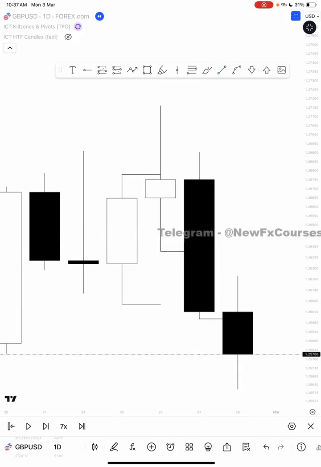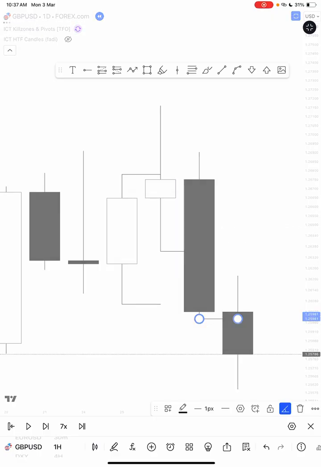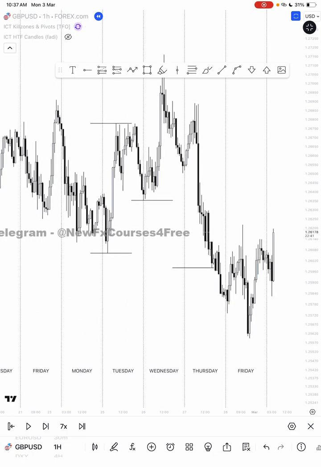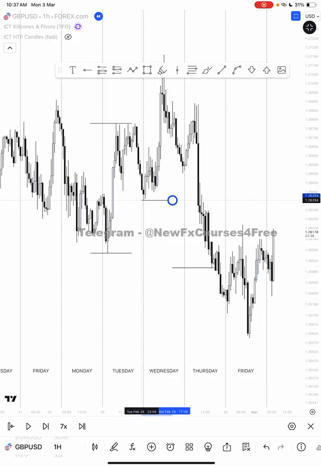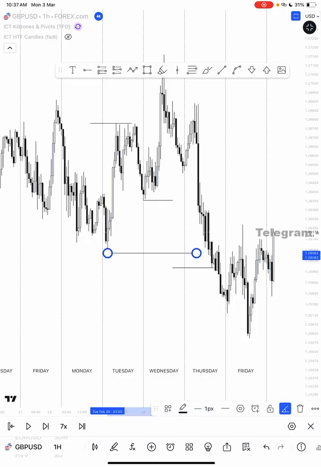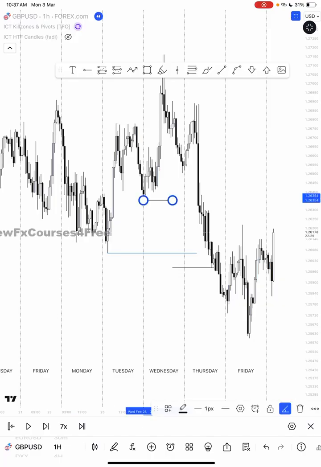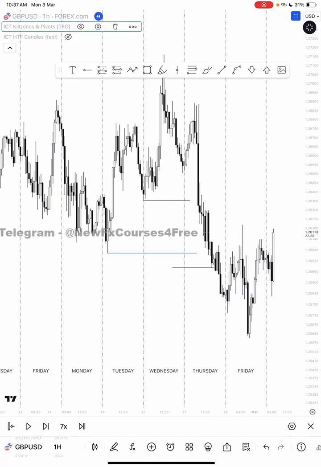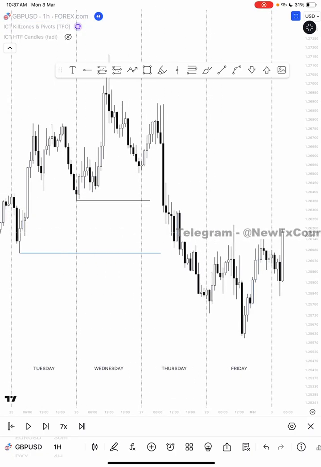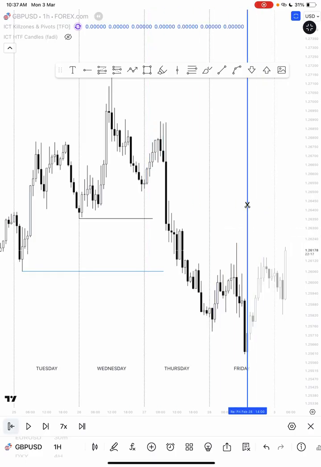So let's go to the lower time frame. Going to the 1 hour time frame. Okay, here we are. This was our range low, our second target. This was actually our first target. So here we got, let me end here.